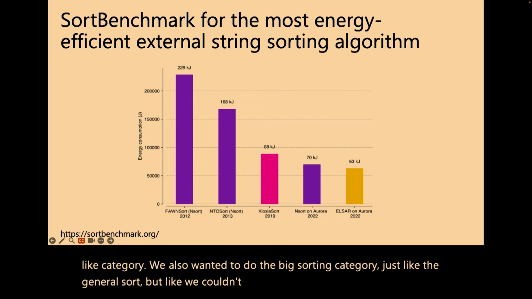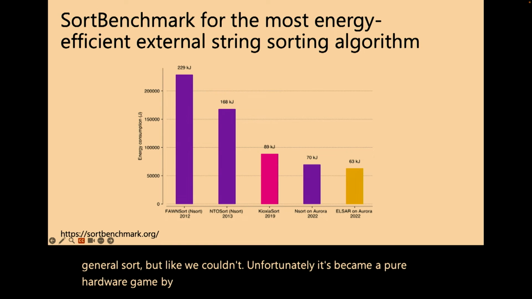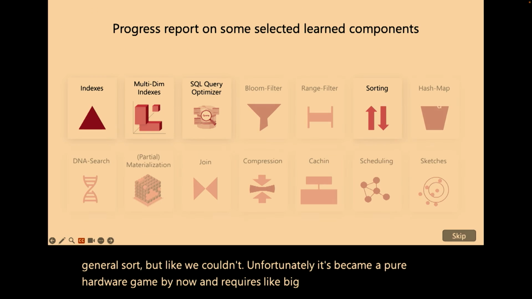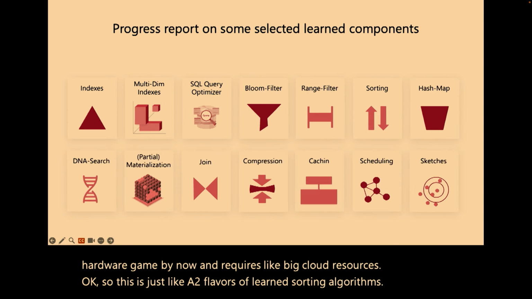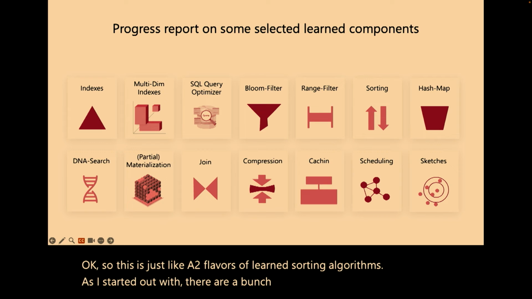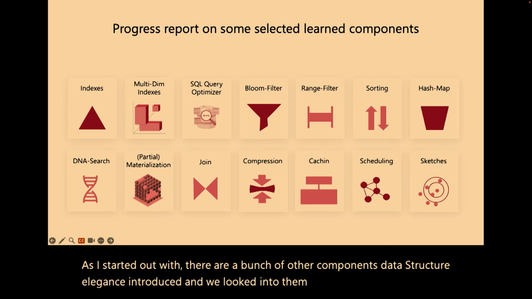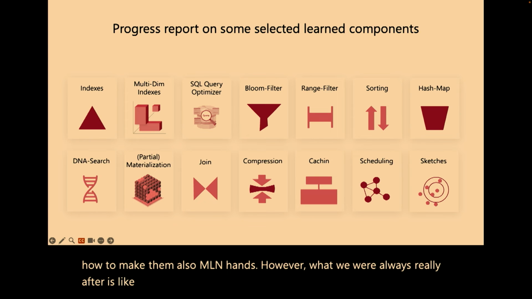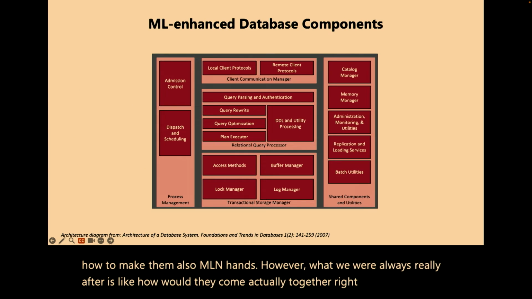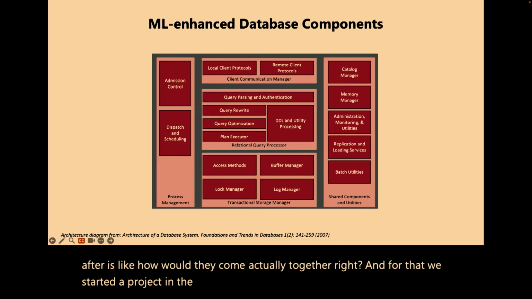It became a pure hardware game by now and requires big cloud resources. Okay, so this is just two flavors of learned sorting algorithms. As I started out with, there are a bunch of other components, data structures and algorithms which are used, and we looked into them and tried to figure out how to make them also ML enhanced. However, what we were always really after is how would they actually come together? Right? And for that, we started a project in the end called SageDB.